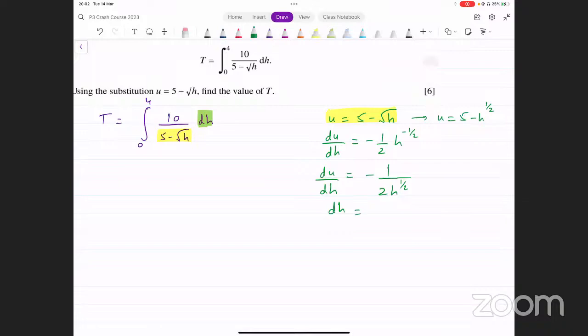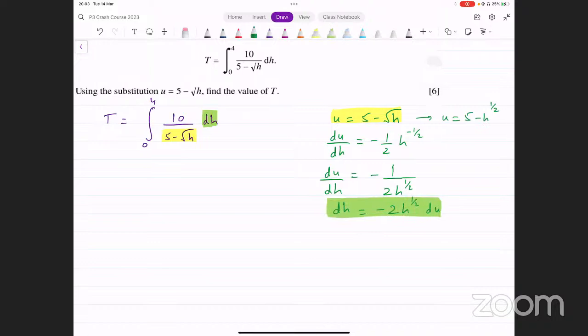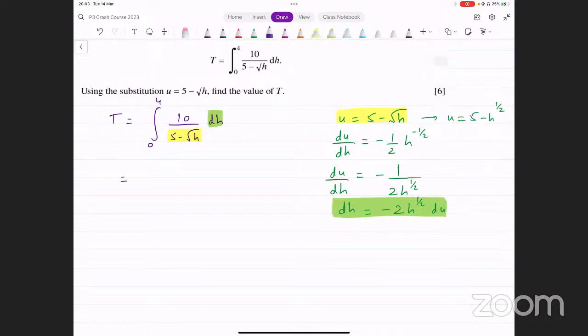When dh becomes the subject, 2h is going to get multiplied there, and that leaves us with minus 2h raised to power 1 over 2 into du. This is what we need to replace dh with. Let's do that and see what we get. Now, again, don't input these limits yet. We'll have to change those limits as well. We'll figure that out. Let's first just change the variables.